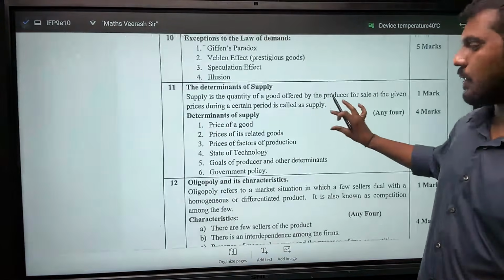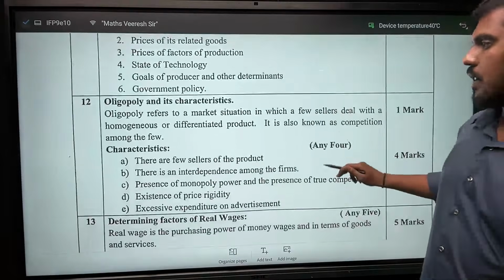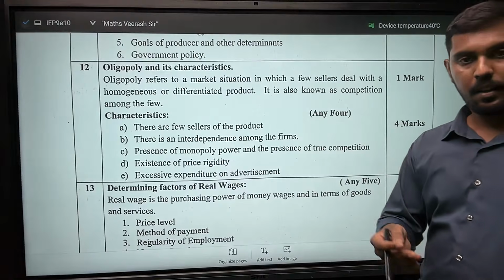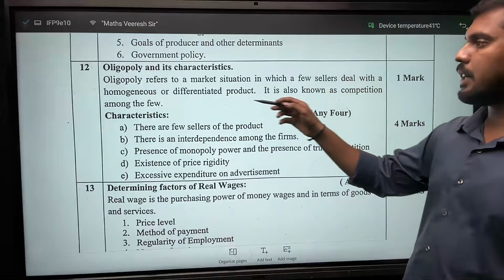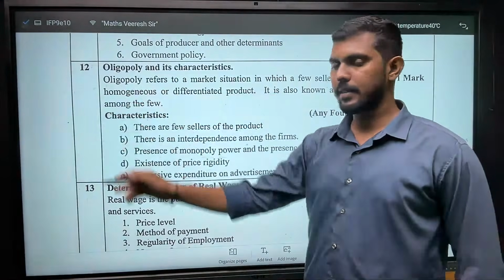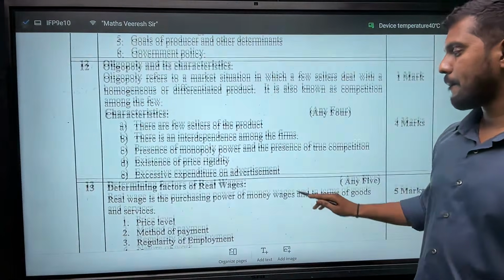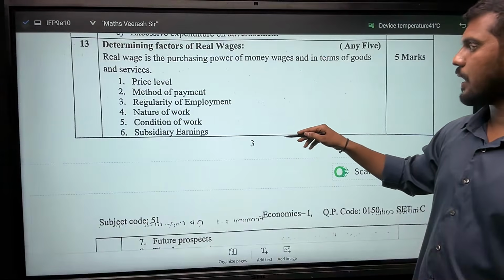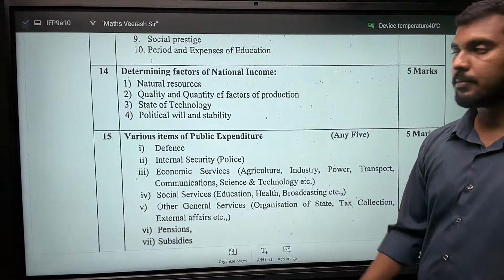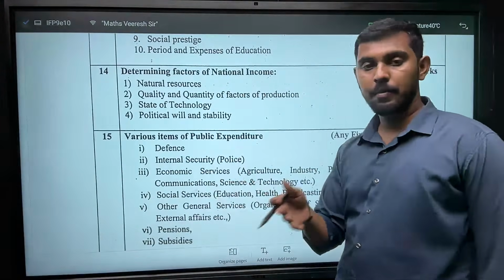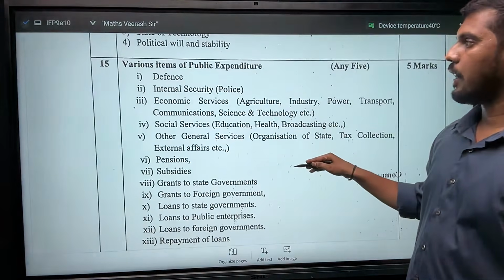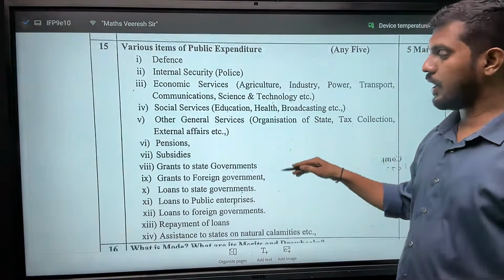Determinants of supply, write down this, only 5. If you look at oligopoly, any 4 of it, oligopoly refers to nothing but few sellers deal with the homogeneous product. Few sellers deal with the homogeneous product, same color, same size, same shape. Real wage, write down only 5. You have 10. National income, determine factors. You have in your material or textbook 5, write down only 4 in it. Expenditure items, it is one of the easiest. ఏమైనా రాయండి, 5 రాయండి.